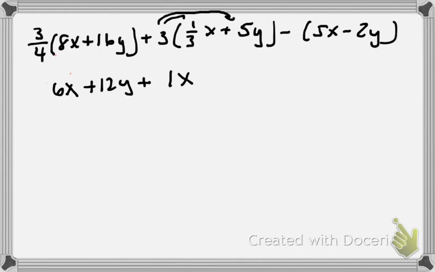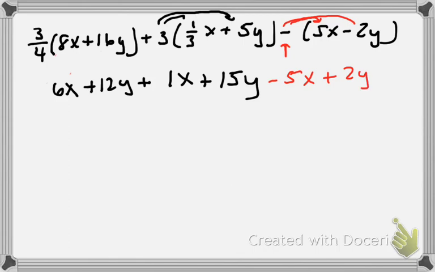Distribute the 3 to the 5. Now, this is going to make it 15y, because 3 times 5 is 15, and then y. This is the one we've got to watch out for, because this one has a minus in it, and so we have to distribute a negative. So we're going to multiply a negative to that, and I'm going to change the color so you can see it. So it's a negative 5x, and then the negative to the negative 2y, which makes it a positive 2y.